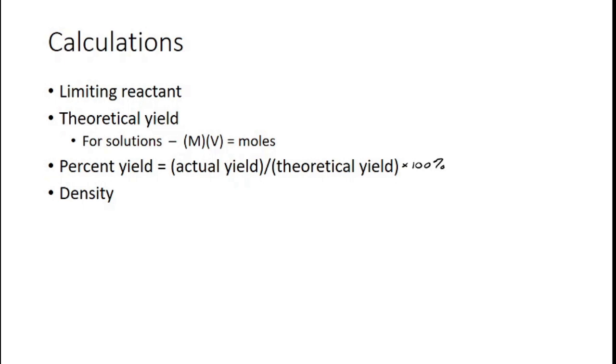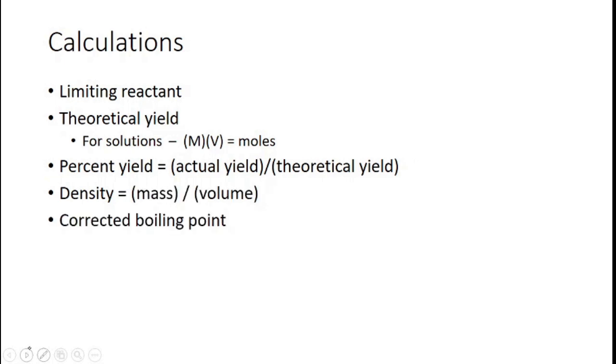Density is mass over volume. So you would simply take the mass divided by the volume, although typically for chemistry we express the mass in grams and the volume in milliliters. So you should convert to grams and milliliters if you have other units.